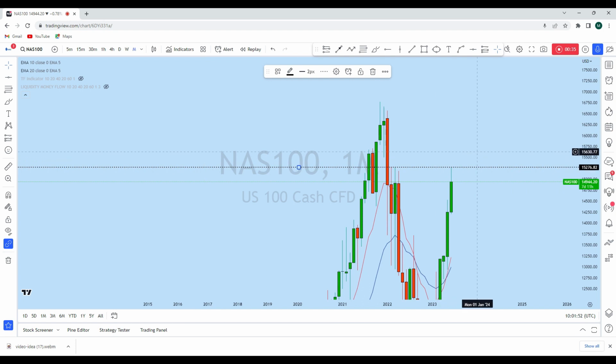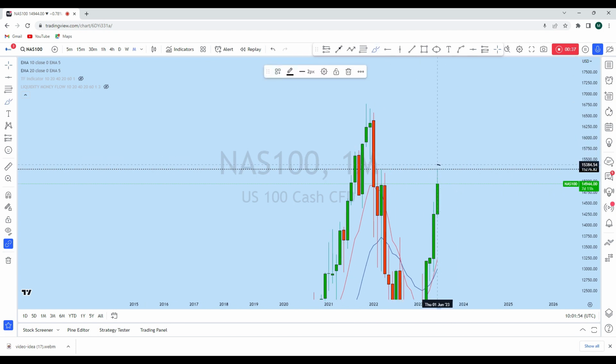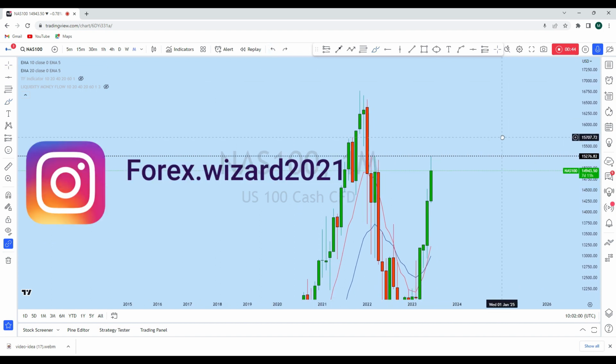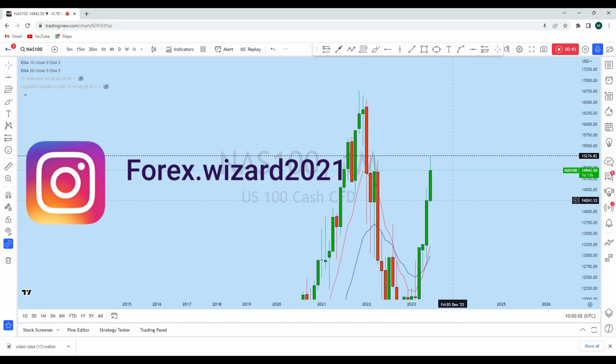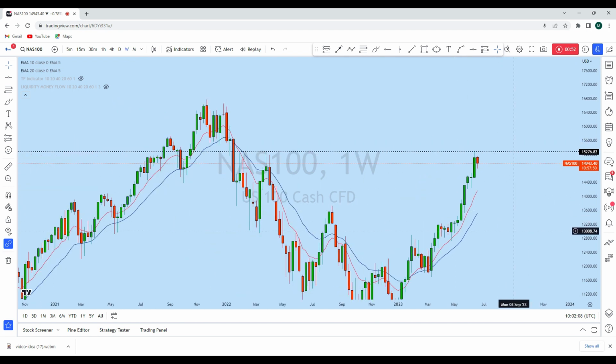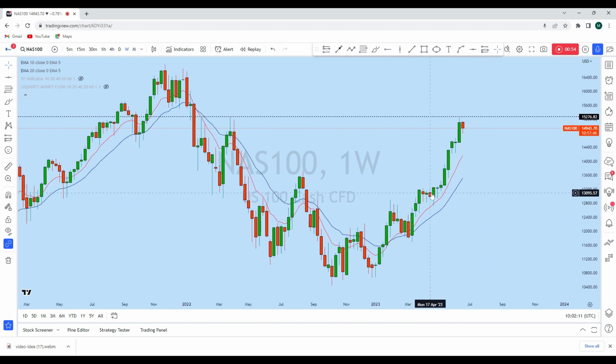This is the monthly resistance. The price has triggered this liquidity and had a rejection. With that rejection, what we can expect is Nasdaq to come back down for a deeper pullback from a longer-term perspective. If we look at the weekly time frame, we can see that this is a long-term bullish market.